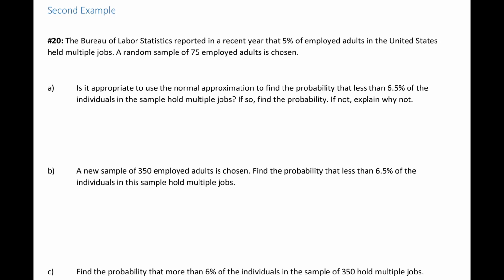Number 20. The Bureau of Labor Statistics reported in a recent year that 5% of unemployed adults in the United States held multiple jobs. I think it's higher than that, but okay, 5%. A random sample of 75 employed adults is chosen. So 5% of employed adults, that's a statement about our population, and so that's our P equals 0.05, and then a random sample of 75, that's N equals 75.